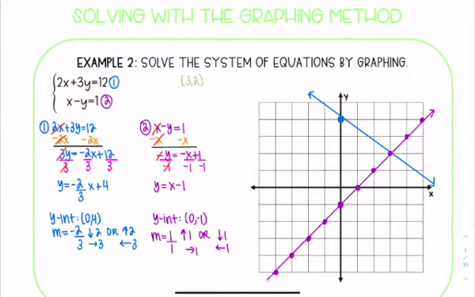And so wherever they intersect is going to be the solution to the system. So we can see that they intersect at the point (3, 2). And so that's going to be the solution.